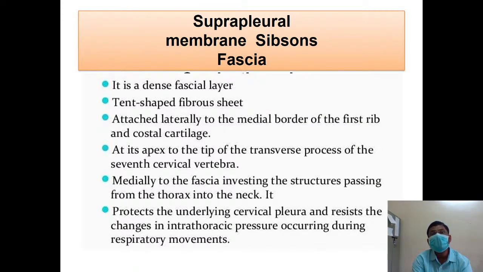It is a tent-shaped fibrous sheath attached laterally to the medial border of the first rib and the costal cartilage, and at its apex to the tip of the transverse process of the 7th cervical vertebra. Medially it goes to the fascia investing the structures passing from the thorax into the neck. It mainly protects the underlying cervical pleura and also resists the changes in intrathoracic pressure occurring during respiratory movements, that is breathing in and breathing out. So this is the importance of this Sibson's fascia.